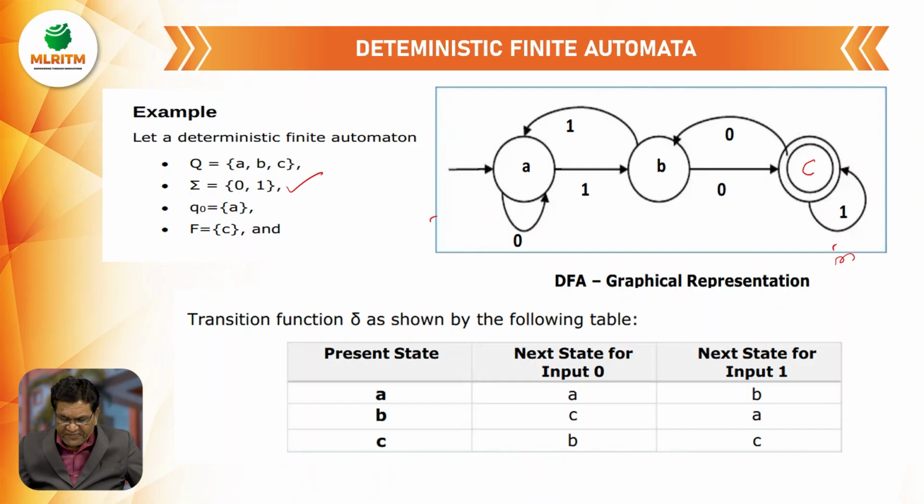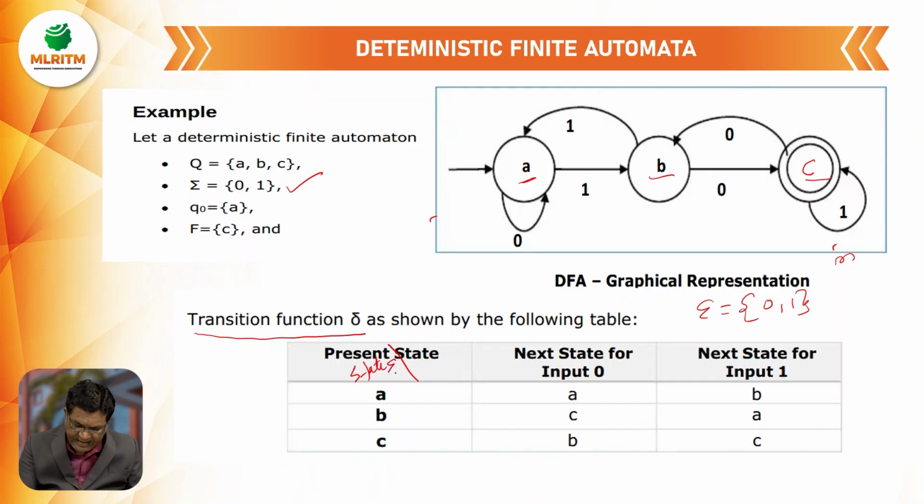See the transition table, made by using the transition function only. Here sigma, what are the input alphabet in this diagram? 0 comma 1. Present states: how many states are there? A, B, C. That's what is written: A, B, C. Rows represent states and columns represent the input alphabet. As per this transition diagram, there are two input symbols: 0, 1.